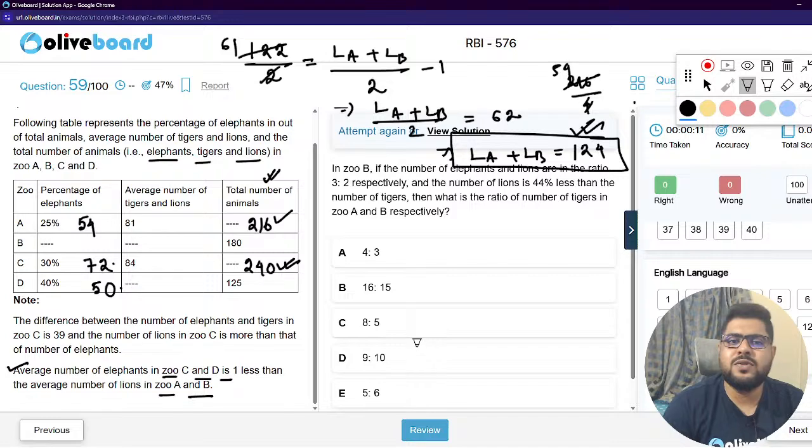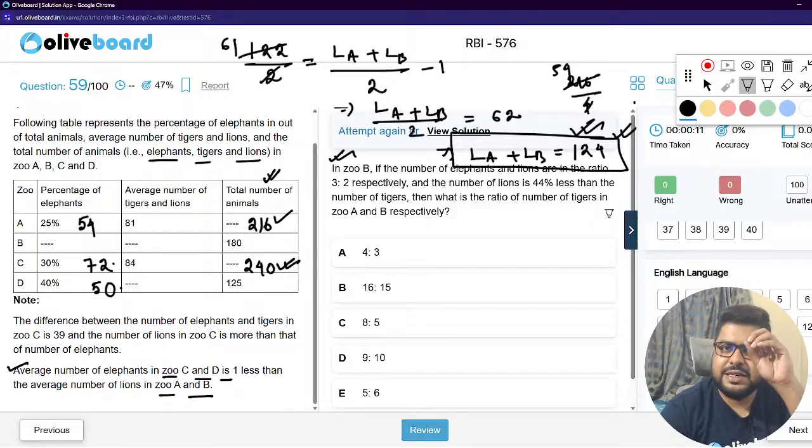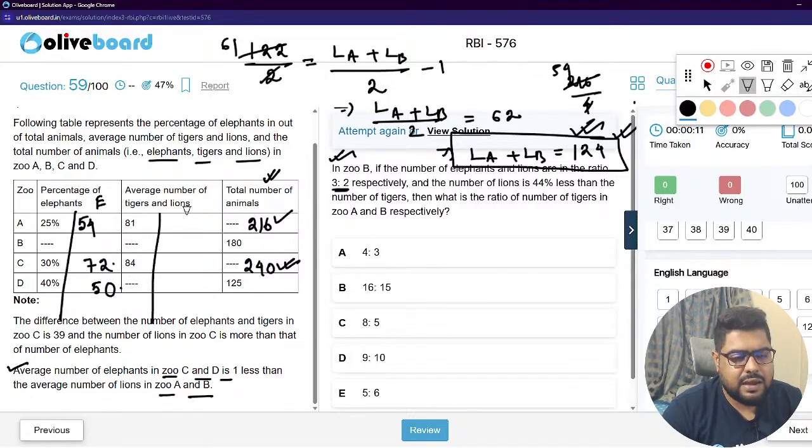It is equal to 124. Done? Now, in zoo B, this is a condition that I am just keeping for myself. The number of elephants and lions are in the ratio 3:2. This was elephants, this was tigers, lions. In zoo B, the number of elephants and lions are in the ratio 3:2. Number of elephants is 3x and number of lions is 2x.